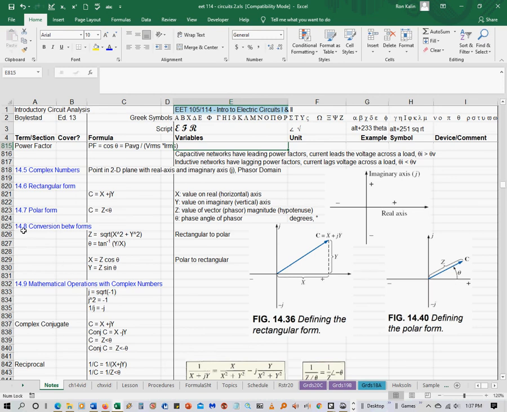To convert between the two forms, just use the Pythagorean theorem. Z equals the square root of X squared plus Y squared, and theta equals the inverse tangent of Y over X. That's trigonometry. And when you want to convert from polar to rectangular, X equals Z times cosine of theta, and Y equals Z times sine of theta.